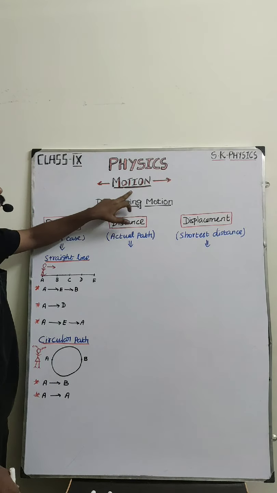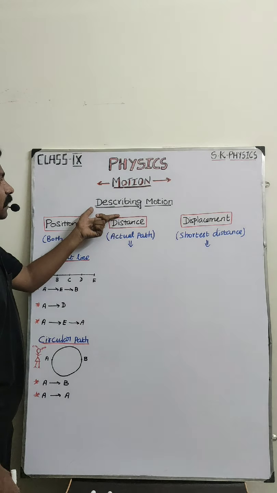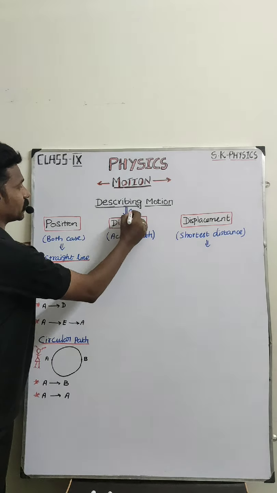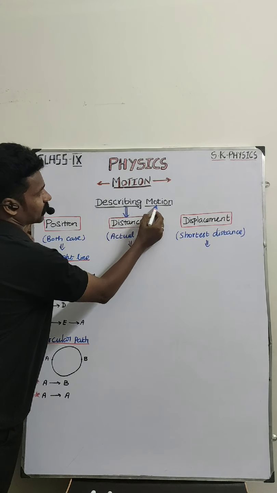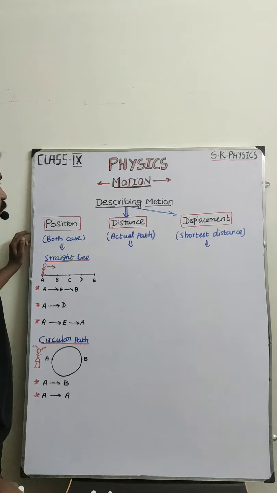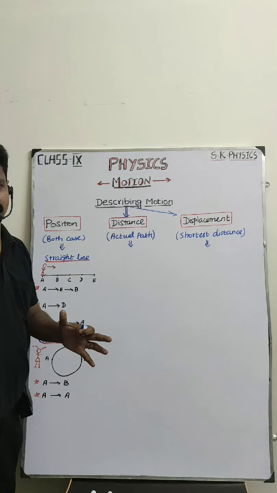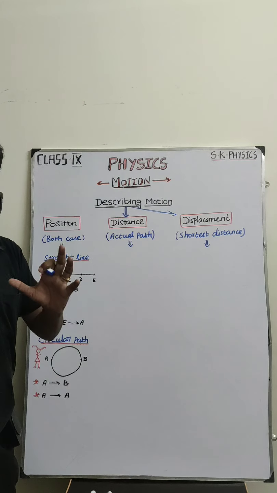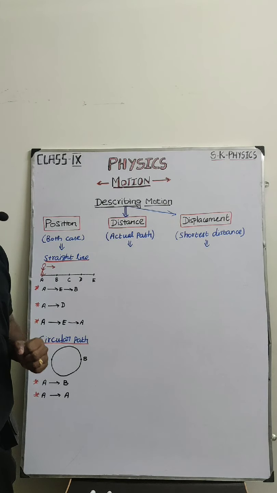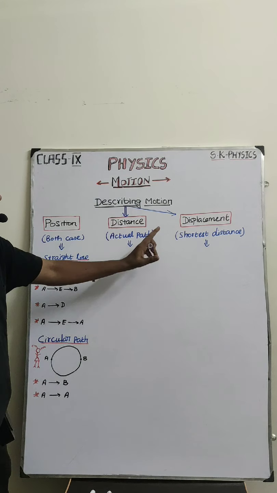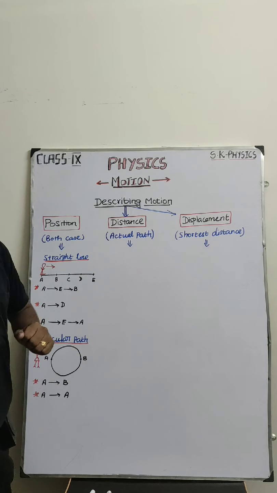In the chapter on motion we have to describe motion. For that, one is distance and another is displacement. So what is distance? Distance is nothing but the actual path covered by the object. Then displacement is nothing but the shortest distance between 2 points.